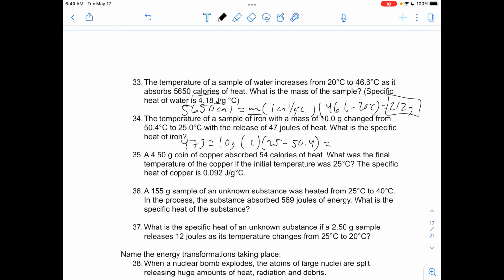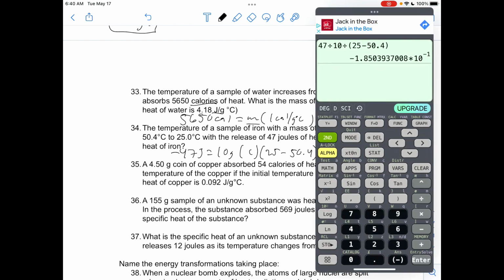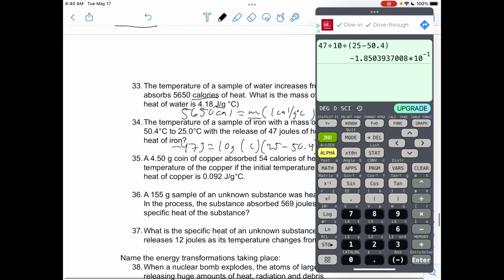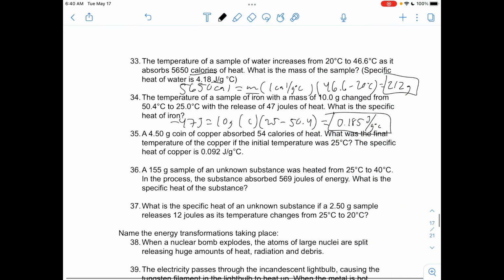0.185 joules per gram degree Celsius. Notice that it releases heat, so this actually should be negative, which is why I got a negative number in my calculator and didn't account for that negative. Specific heat should always be a positive number.